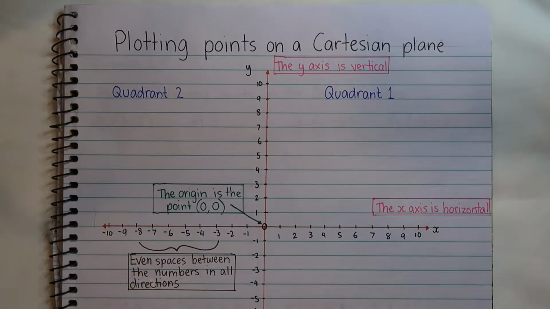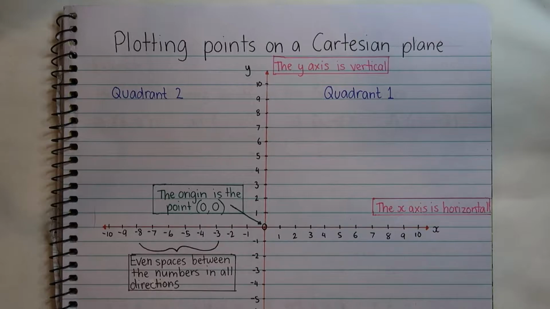This lesson is focusing on plotting points on a Cartesian plane. You may have previously learned how to plot points on a Cartesian plane, but in this lesson, you'll be plotting the points in all 4 quadrants. Throughout the next few videos, you'll see what this has to do with algebra.